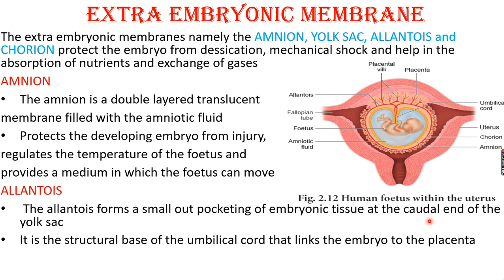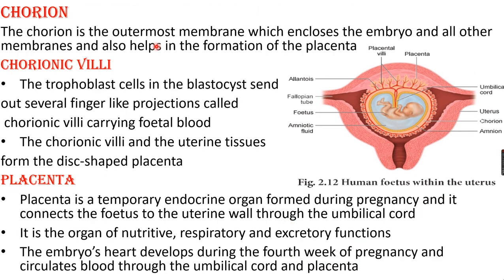Okay, caudal end, the tipped tail end. And next you can see the chorion, the outermost membrane that encloses the embryo and helps in the formation of the placenta, very important. And here you can see the chorionic villi. The trophoblast cells in the blastocyst send finger-like projections called chorionic villi, carrying the fetal blood. The chorionic villi and the uterine tissue form the disc-shaped placenta on the topmost region.